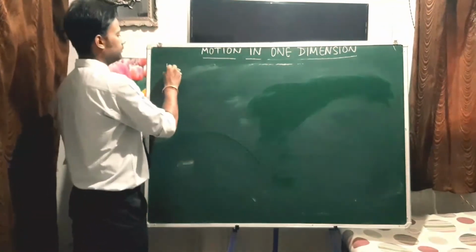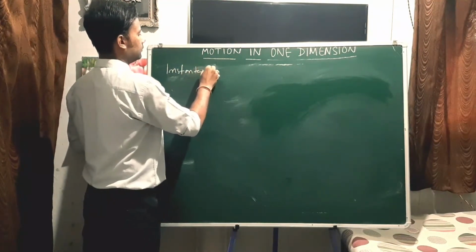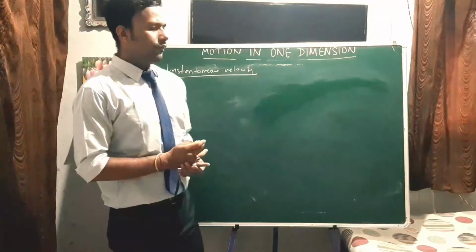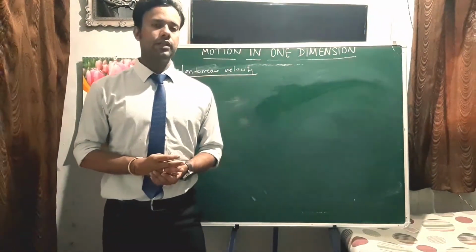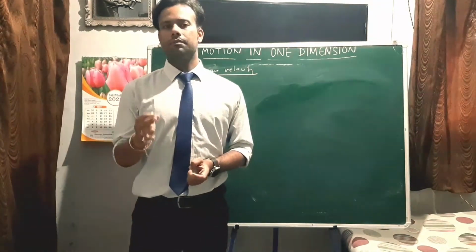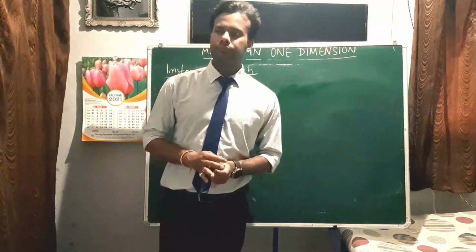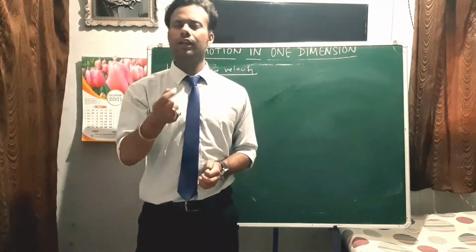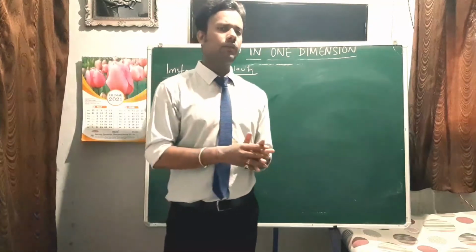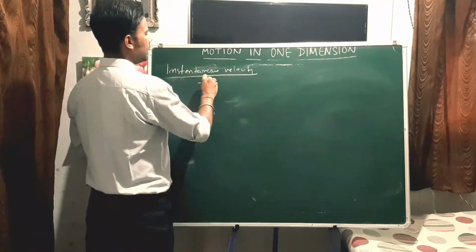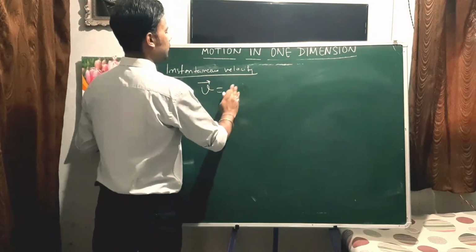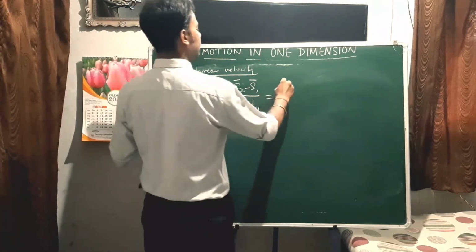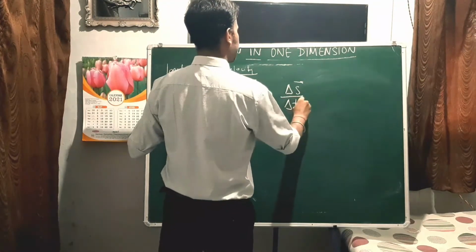Instantaneous velocity. Velocity, as we have done, is nothing but displacement upon time. Now, if a body covers a displacement between 2 points in a very short interval of time, right? So if the interval is very short, then we can write this instantaneous velocity as s2 minus s1 upon t2 minus t1, or simply del s upon del t, right?